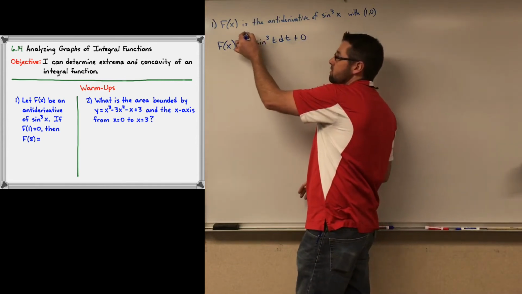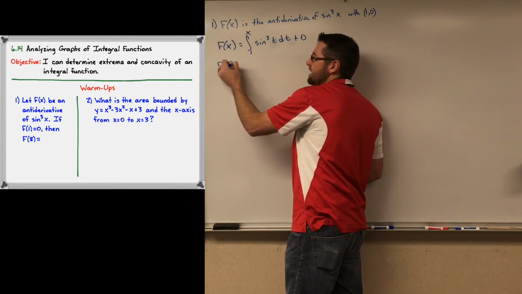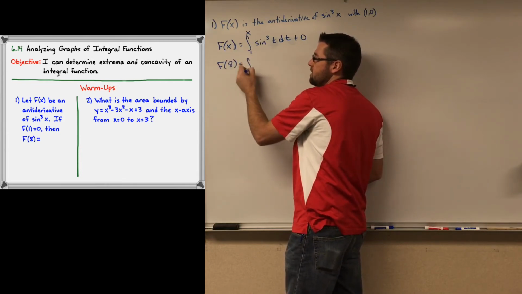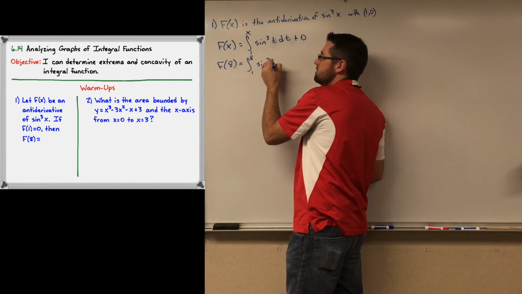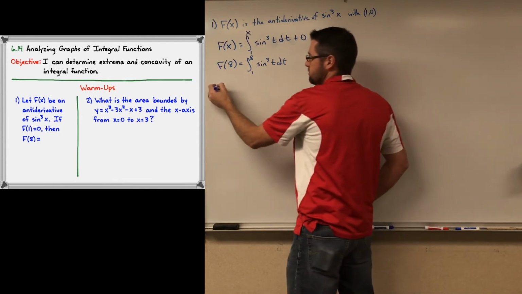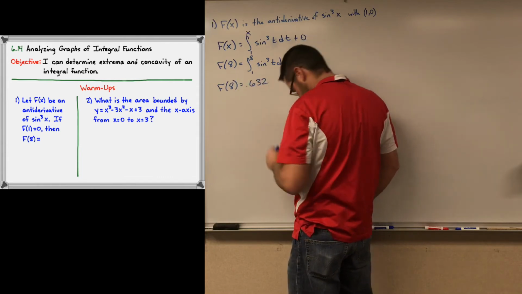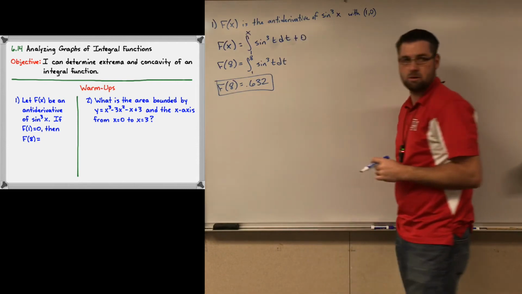What's the upper bound? Well, x is for the function. Now I want f of 8. So what changed? I just plug in 8 to the upper bound. So the integral from 1 to 8 of sine cubed t dt. What did you guys get as an answer? 0.632. Are you guys okay with this?